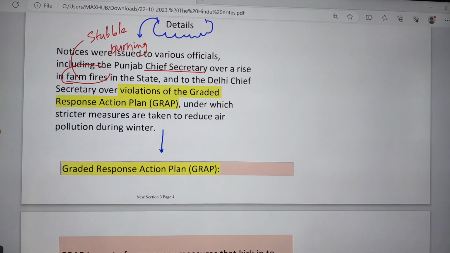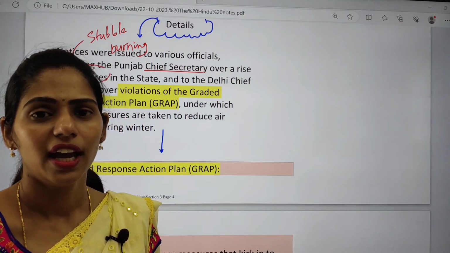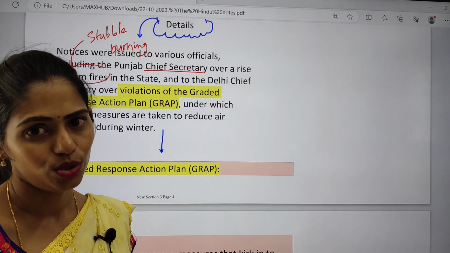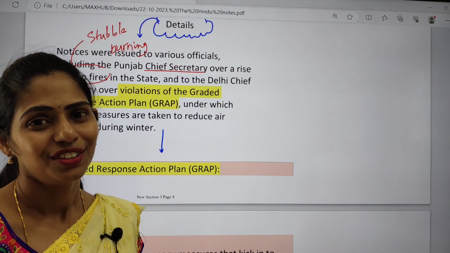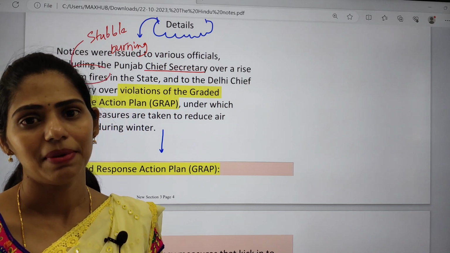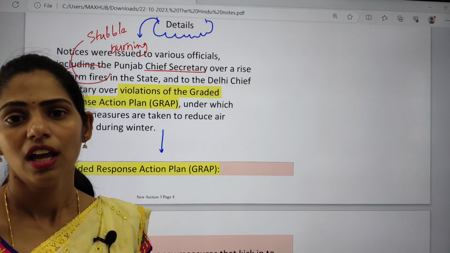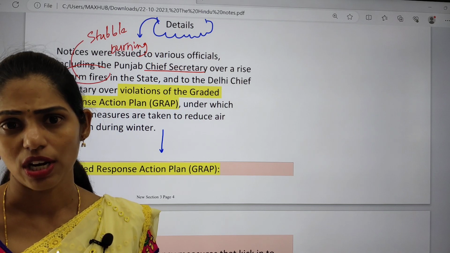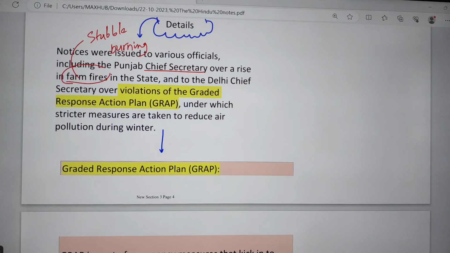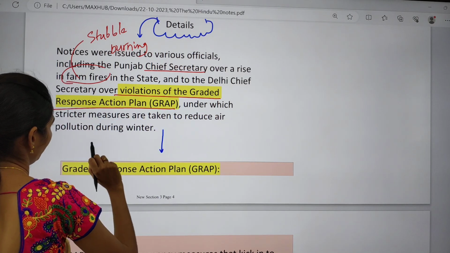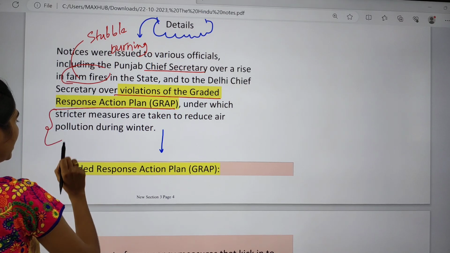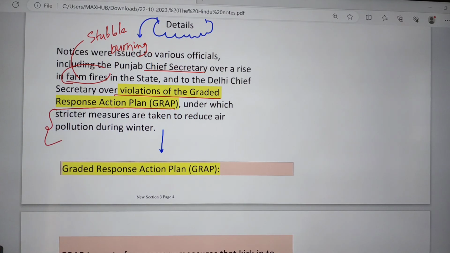Whenever we burn something, what happens? Ashes enter the atmosphere, and that causes air pollution and deteriorates the air quality because of an increase in particulate matter, PM 2.5 to PM 10, and even an increase in some dangerous gases in the atmosphere. So here NGT says that there is a violation of the Graded Response Action Plan because they are not taking any stricter measures to reduce this air pollution. So this is a cause of concern.